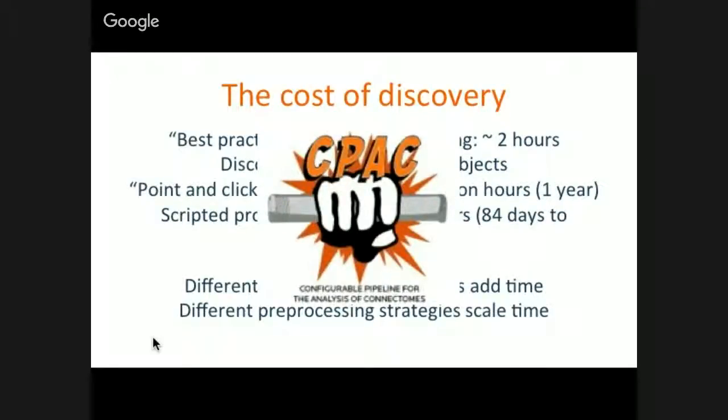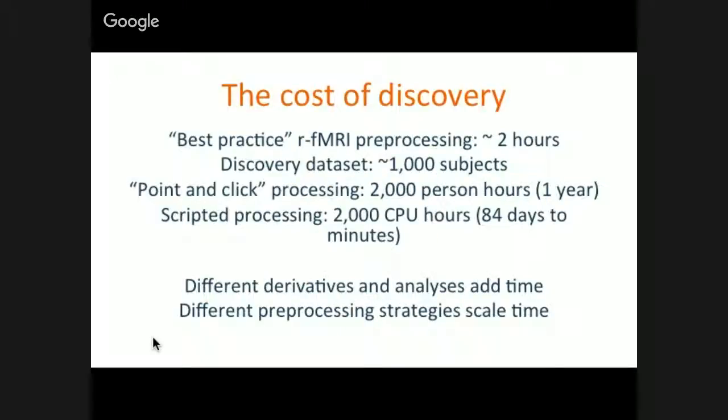One of the things I put down here is that the number of different derivatives and different preprocessing strategies you can use blows this up a lot more. Because you might say, I don't know how global signal regression is going to affect my data, so let me do it with and without it. Well, now everything's times 2. So now 2,000 goes to 4,000. So that's another part.